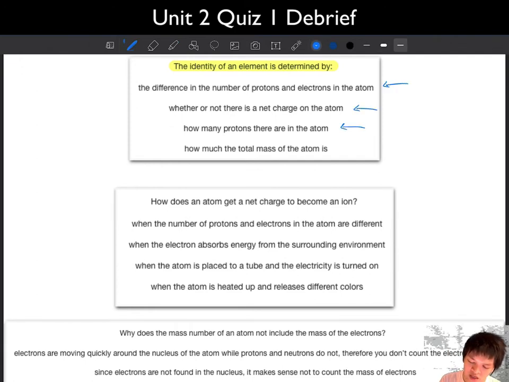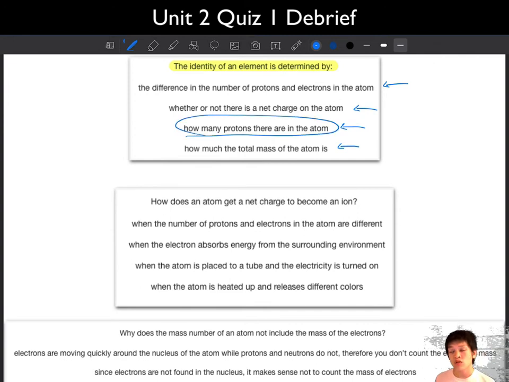What is it then? Well, what is also the same as atomic number? Always. The number of protons. So, in essence, since atomic number determines identity and protons is the same as atomic number, then how many protons there are in an atom will tell you the identity of an element.